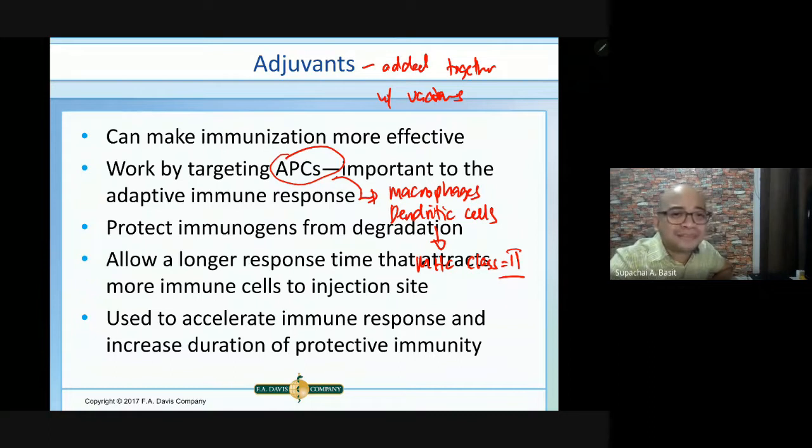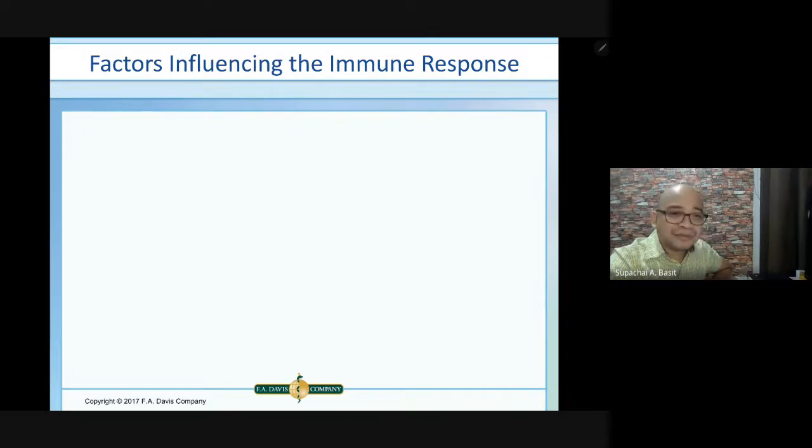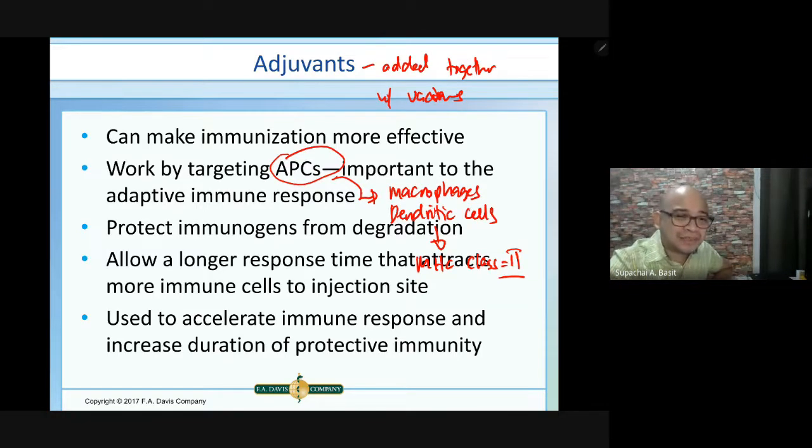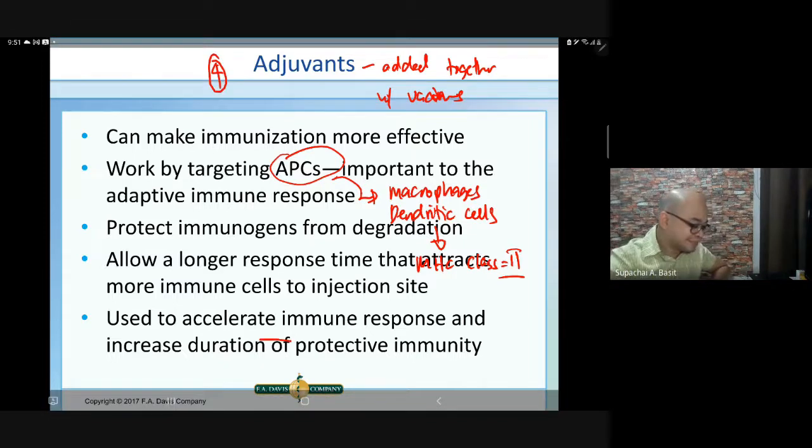Adjuvants are needed so that they will accelerate the immune response and increase the duration of protective immunity. We will have a separate discussion on adjuvants during the chapter 25 discussion. So that's for the adjuvants. Aside from the age, the nutritional status, and the route of immunization, our fourth factor is adjuvants.